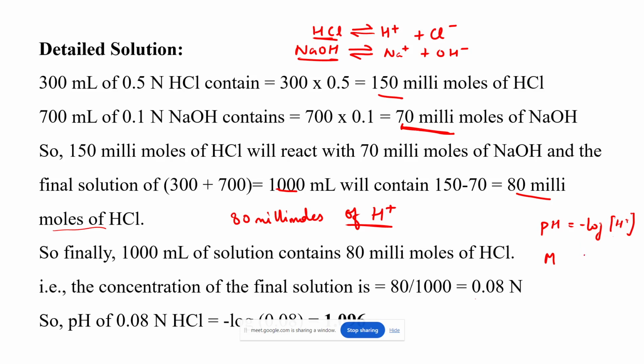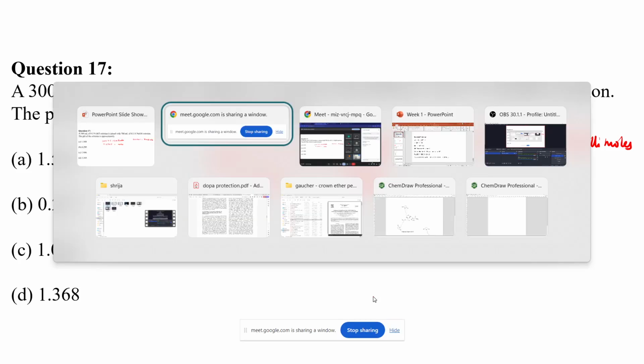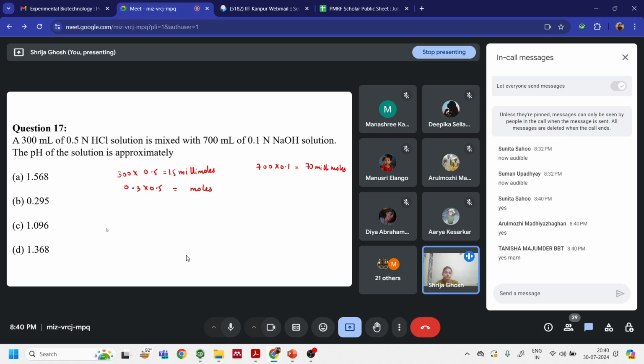If you take the negative log of 0.08, you will have the answer as 1.096. So option C is the correct answer. Do you understand this question? I hope it is clear now how to solve this question.